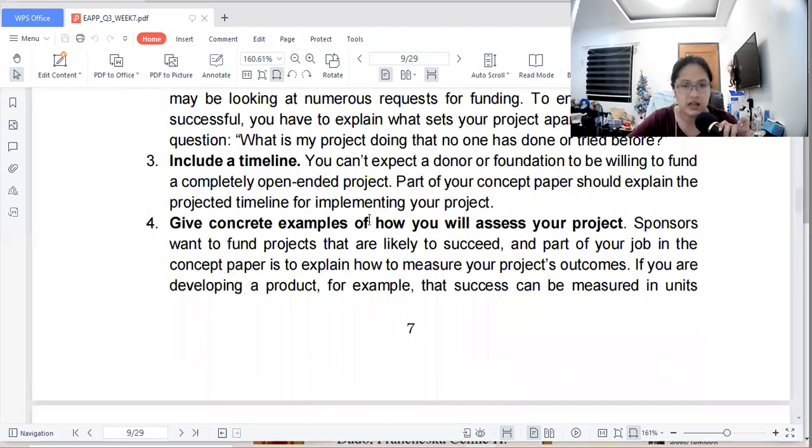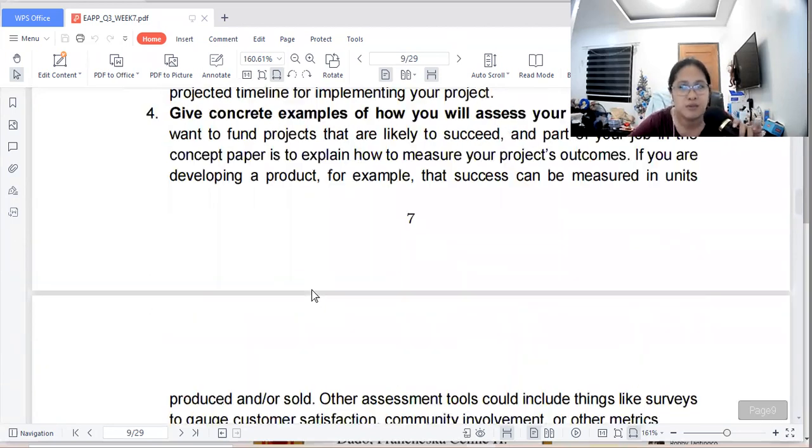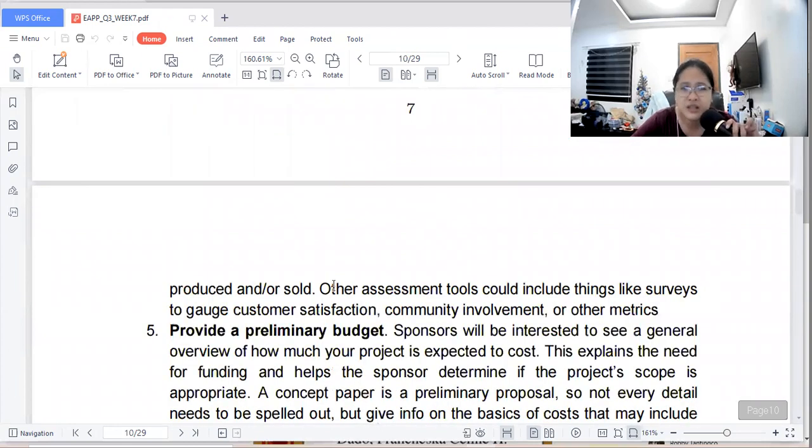Then give concrete examples of how you will assess your project. Okay? Paano mo i-assess yung project? Ano yung measure mo to check your project's outcomes? Okay? Pwede ba yung sa number of products sold or pwedeng surveys, something like that. Kung ano man yung measure, okay?